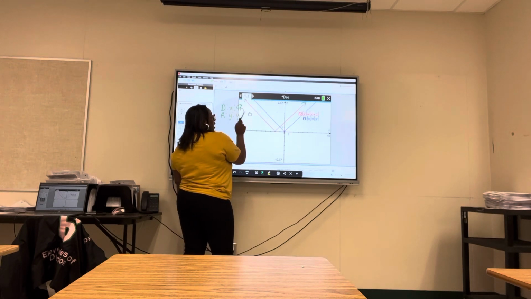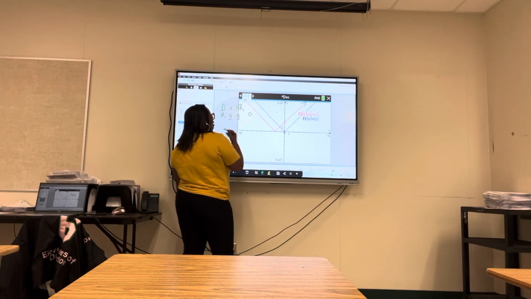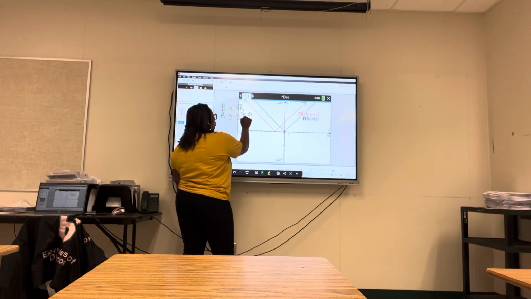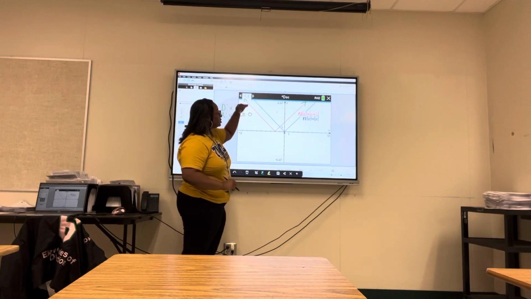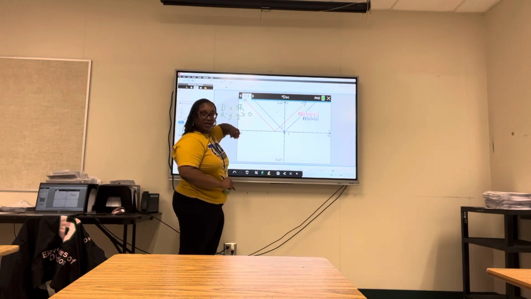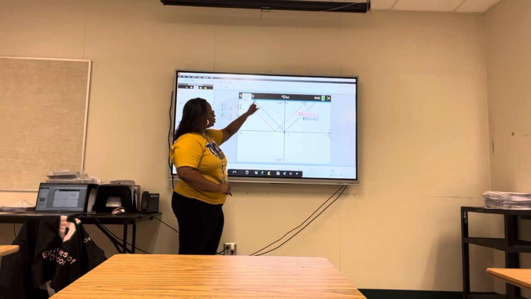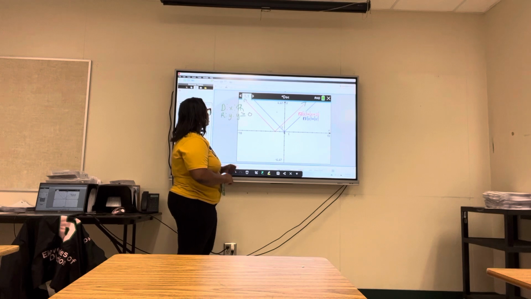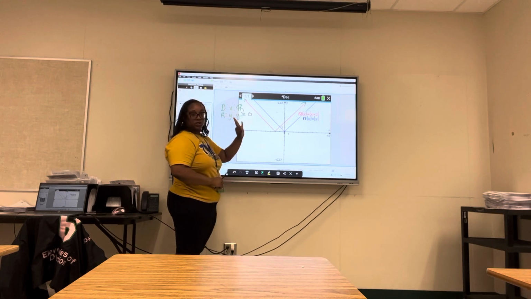So I can't write all real numbers, or you could write all real numbers greater than 0, or I'm just going to put the y values have to be greater than or equal to 0. Higher means greater. So higher than, which means greater than or equal to 0 for my y values. This is your domain and range for question number 3.